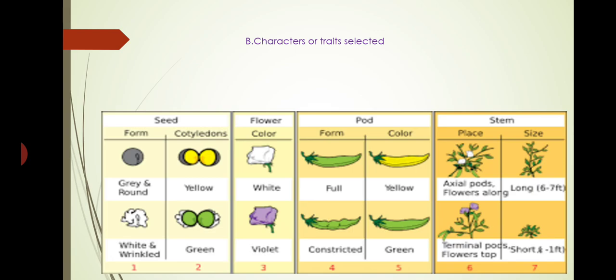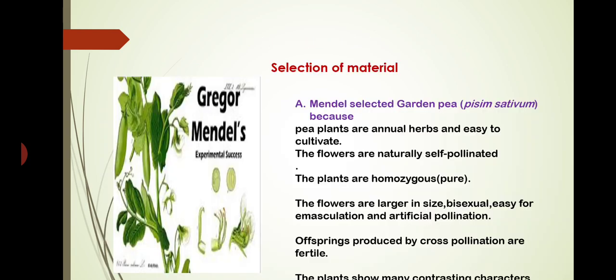So, friends, G.J. Mendel, the father of genetics, did an experiment on the garden pea plant, which is also known as sweet pea. The botanical name is Pisum sativum.